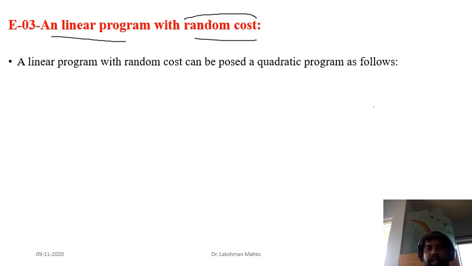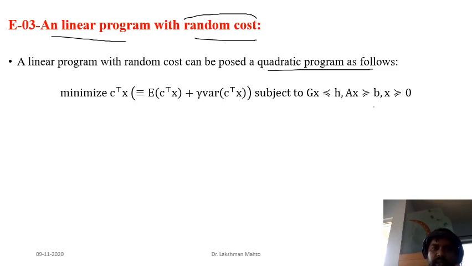So now we are taking a linear program, but remember that our cost is random in nature. Due to this random nature, this problem will be posed as a convex quadratic problem. So a linear program with random cost can be posed as a convex quadratic problem. How? It follows this way. We have a linear program where we minimize C transpose X. It is a linear function, and C is a random cost.